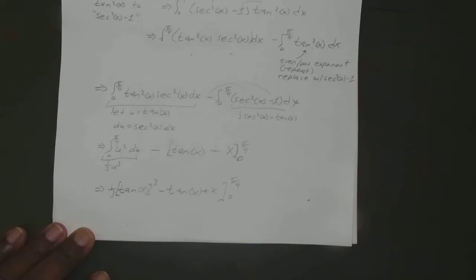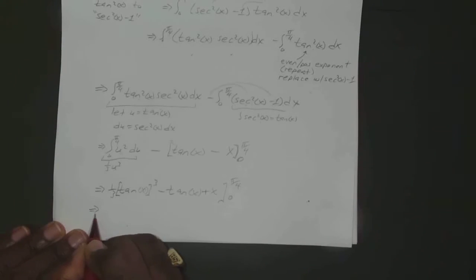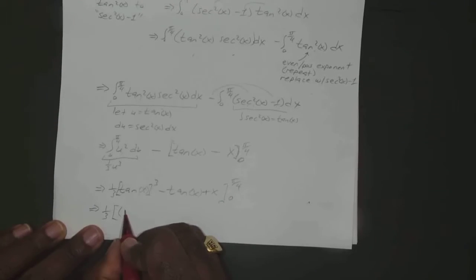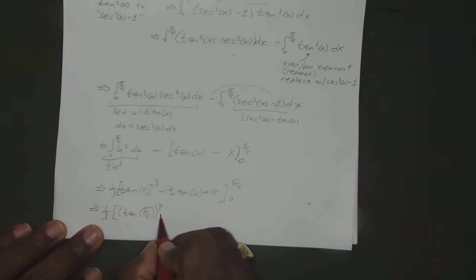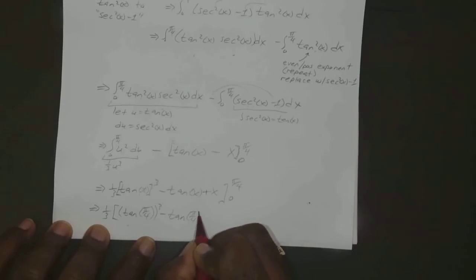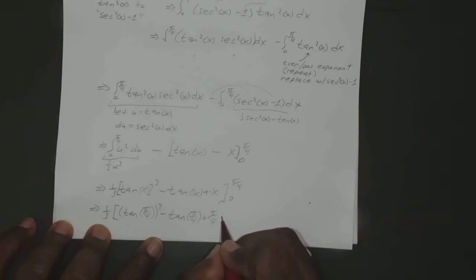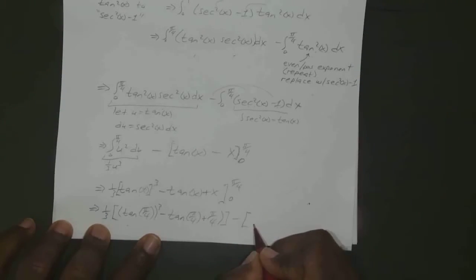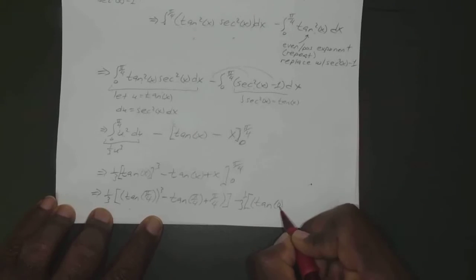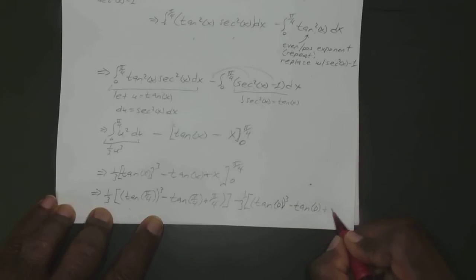Alright, so now if we just plug in our pi over 4, then our zeros, okay, so we have 1/3 tangent pi over 4 cubed, minus tangent of pi over 4, plus pi over 4, minus 1/3 tangent of 0 cubed, minus tangent of 0 plus 0.